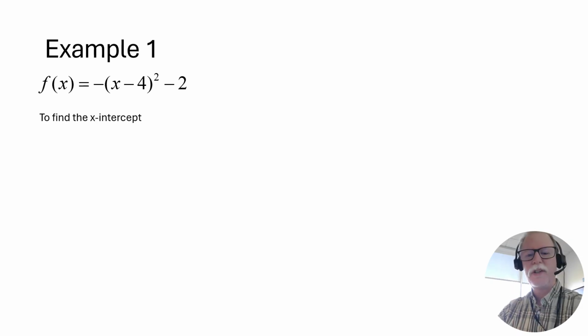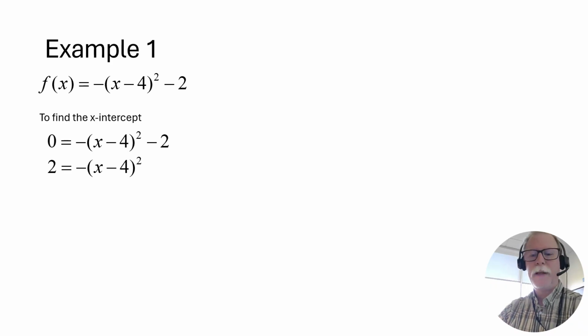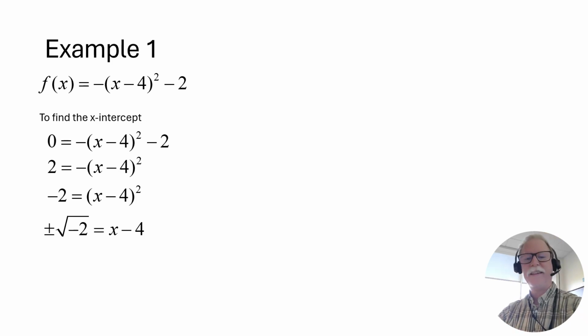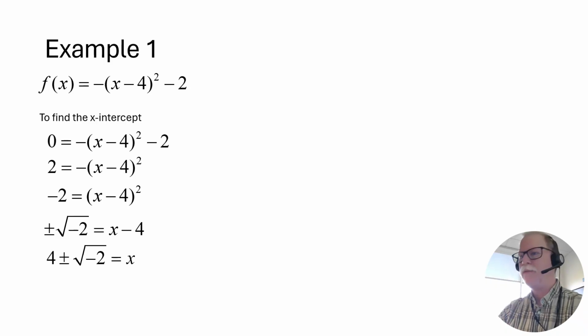We're going to set the equation equal to 0 and solve it like that. So add the 2, multiply by the negative, take the square root, and you probably have a clue about the x-intercepts at this point right here. Yes, that is an imaginary value, and they are not x-intercepts. Let's finish the solution off by adding that 4 there.